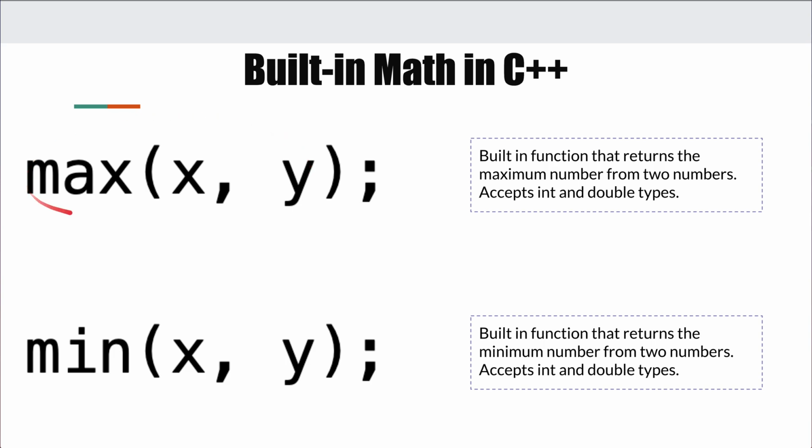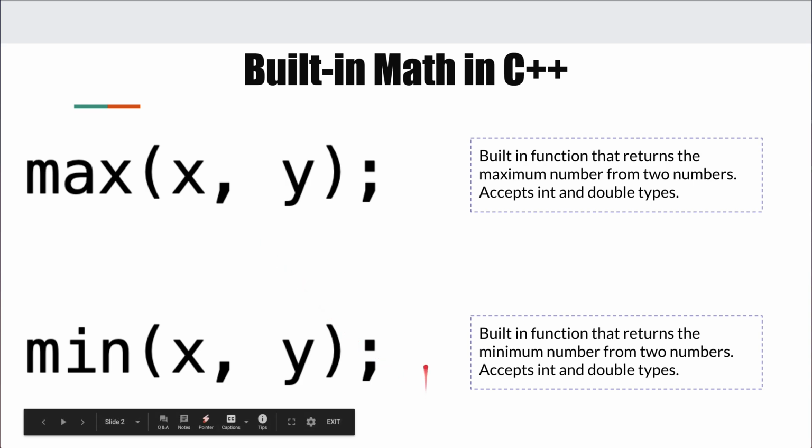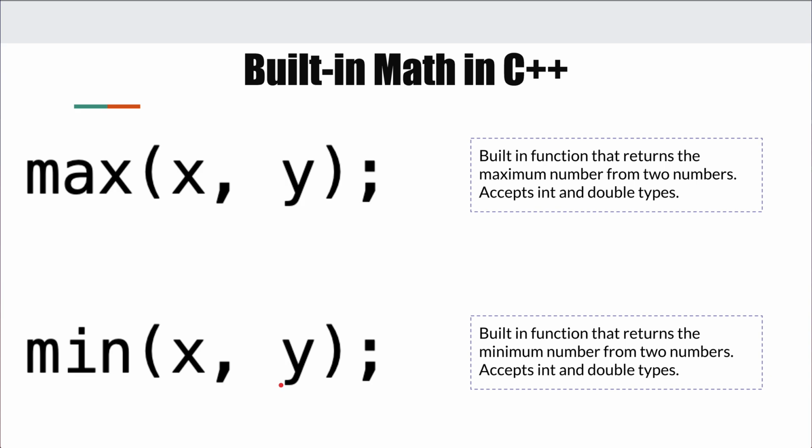And this function will return the larger number. So if I send x as a 3 and y as a 10, this function will return a 10. Now, min does the exact opposite. Min returns the minimum number from two numbers, and it accepts int and double types.